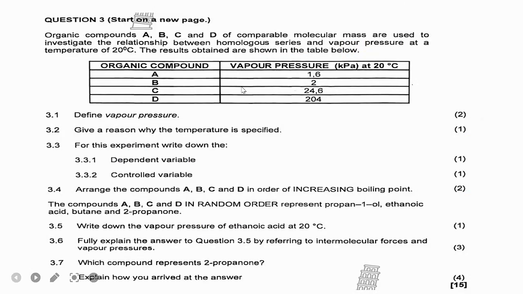Okay, so we have question 3. It says organic compounds A, B, C, and D of comparable molecular mass are used to investigate the relationship between homologous series and vapor pressure at a temperature of 20 degrees Celsius. The results obtained are shown in the table below. Then 3.1 says define vapor pressure. So let's run quickly to that.